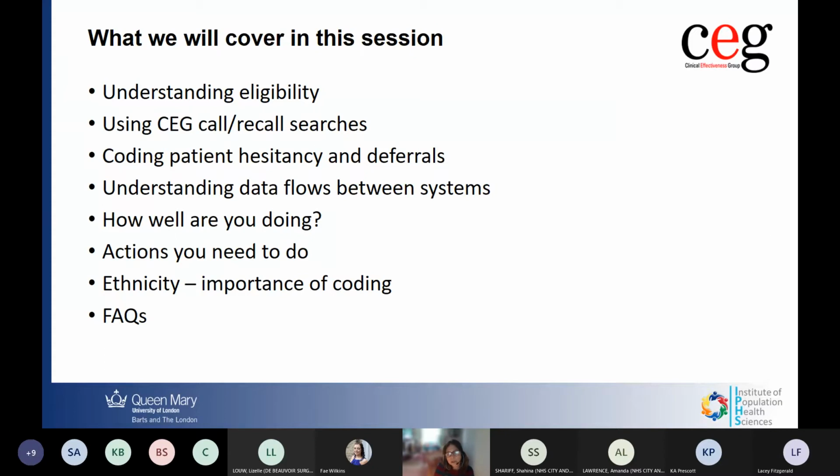What am I going to cover? I'm going to cover understanding eligibility, using the CG call and recall searches, how to code patient hesitancy and deferrals, understanding the data flows between the systems. This part I might actually need your help on. How well are you doing? Actions that you need to do, ethnicity and the importance of coding. And then at the end, we've got a slide on frequently asked questions that have come up before, but you may also have your own questions, as Keith mentioned.